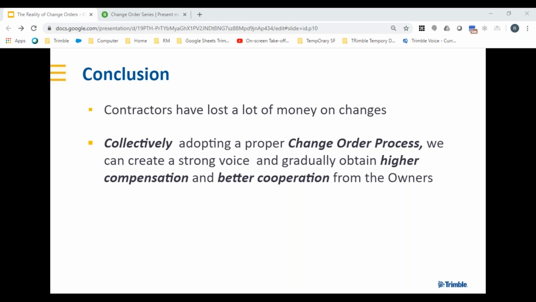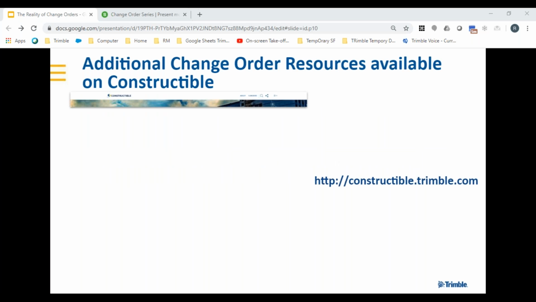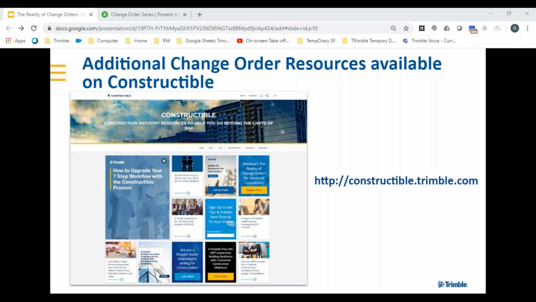Contractors have lost a lot of money due to changes. Collectively adopting the proper change order process is what we're all here today to talk about. We are going to give you some of these tools. Like I said, this is a snippet of an 8-hour course that we have offered in the past. So some of that we've migrated to the Constructable site. If none of you or some of you have not been to this site, this is a great resource site that is constantly being added to.